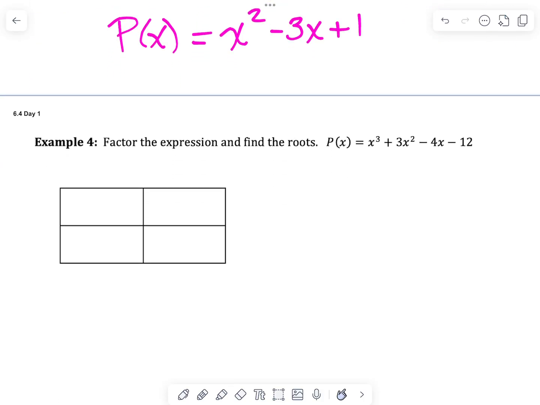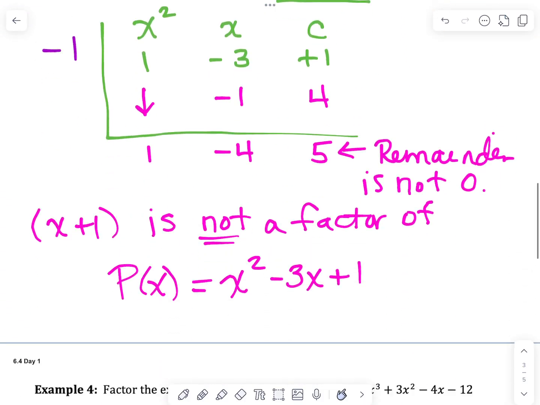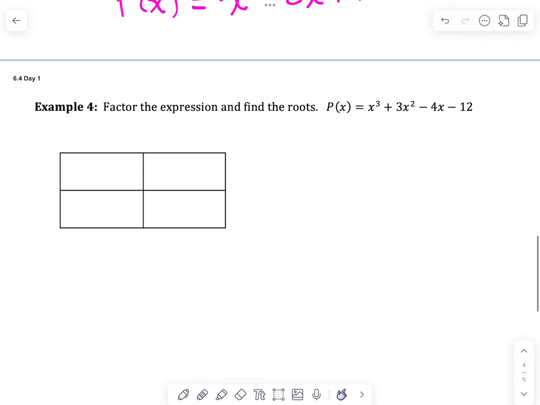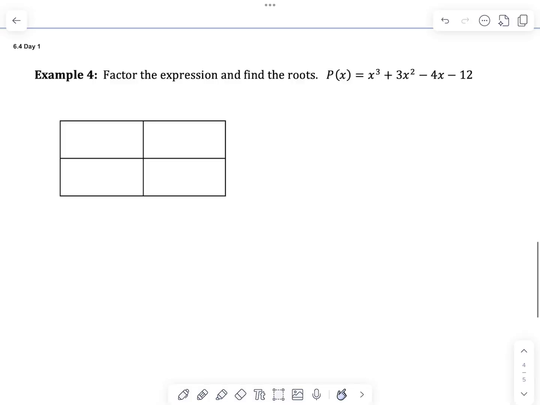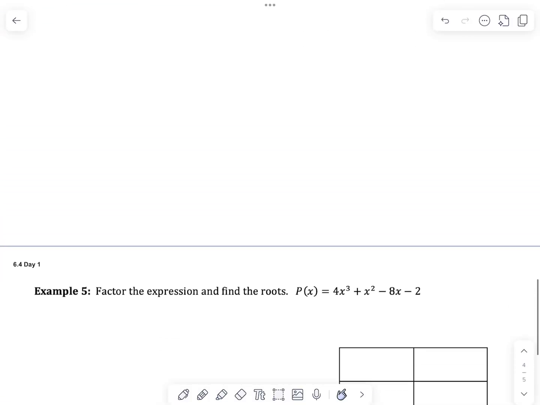Okay. Next example, we have a polynomial, and we want to find all of the roots. Looks like we're missing example number 3, so I will come back to that.